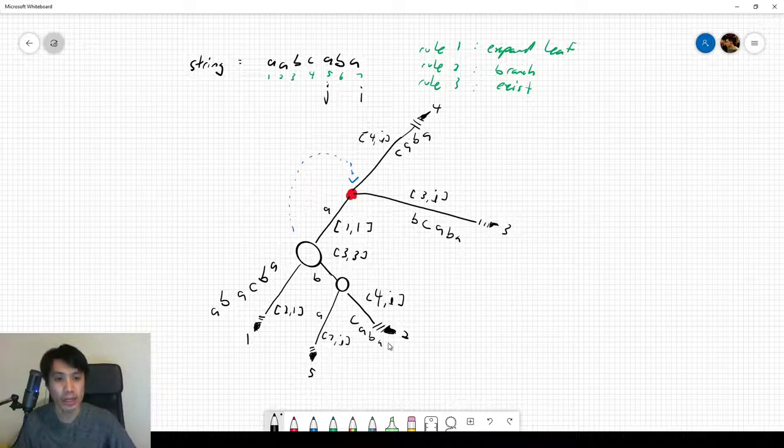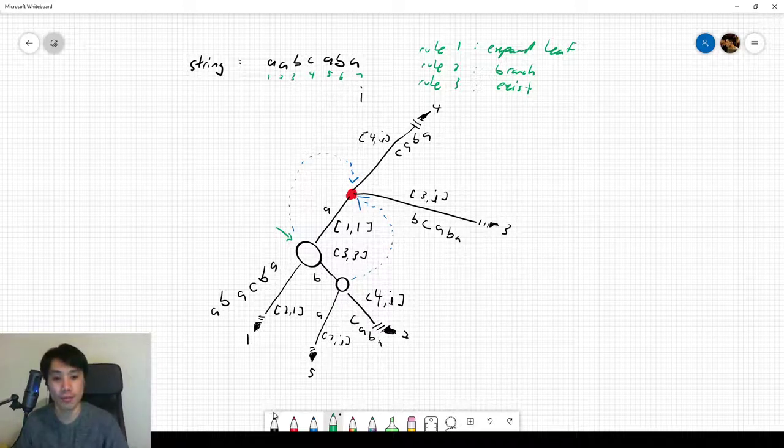Okay, and because I create an internal node, link up my internal node with a suffix link to the root. But remember my active node is here, my active edge is here, which I perform a branch. So I've already finished my phase over here.